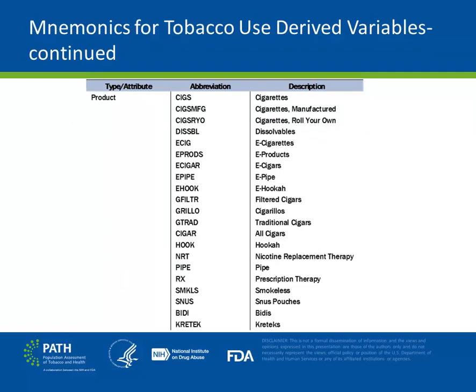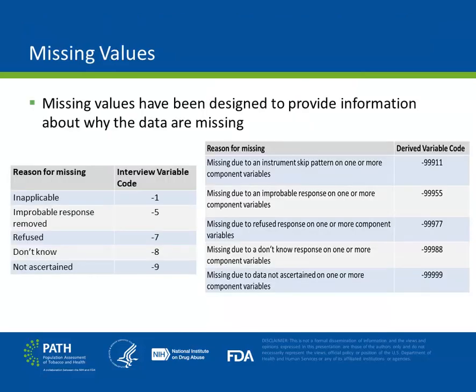In addition, the table continues and also shows a row with the standard mnemonics used to indicate different product types. The abbreviations and descriptions are in the second and third columns and include examples CIGS for cigarettes, EPRODS for e-products, and SMKLS for smokeless tobacco. There are also missing value designations for each variable. These standard missing values have been designed to provide information about why the data are missing.